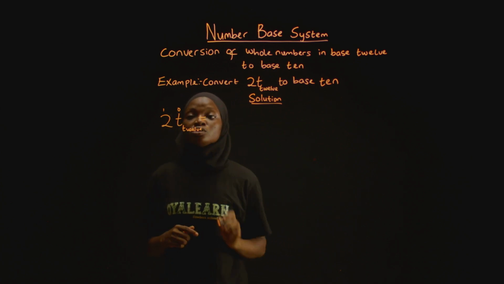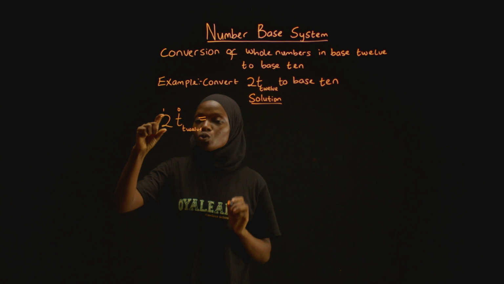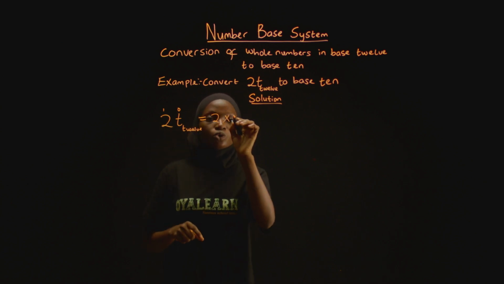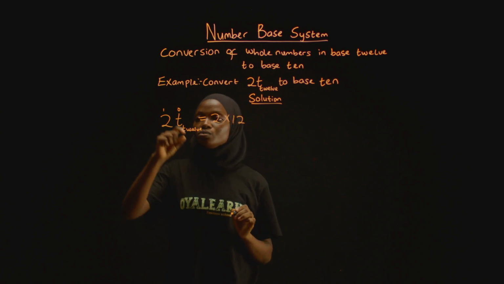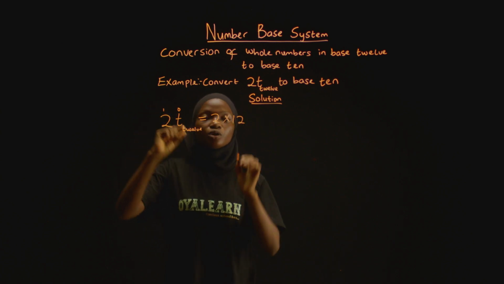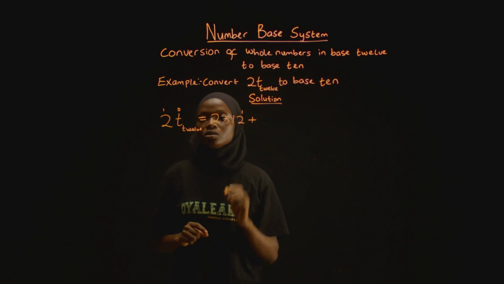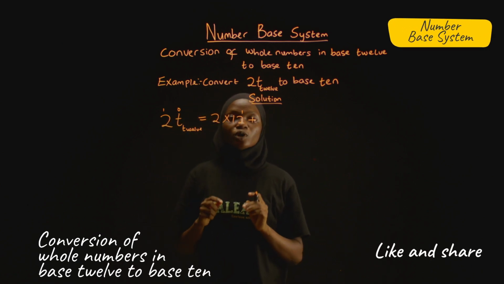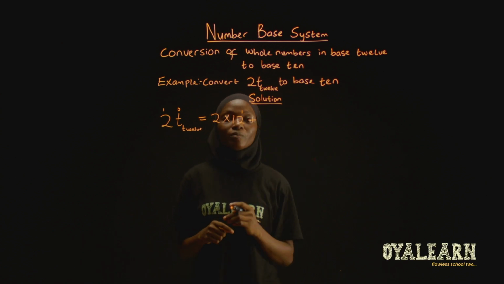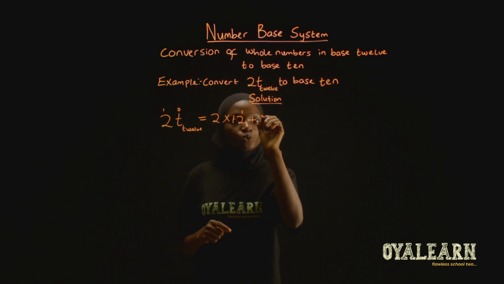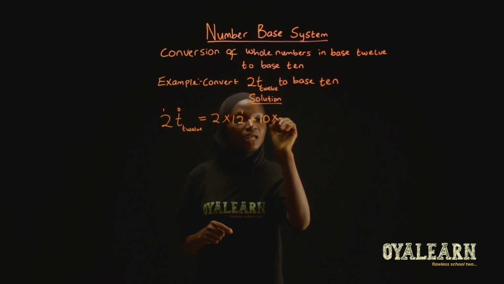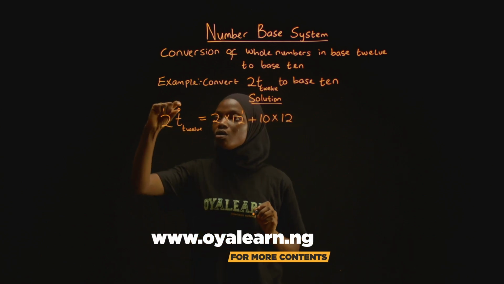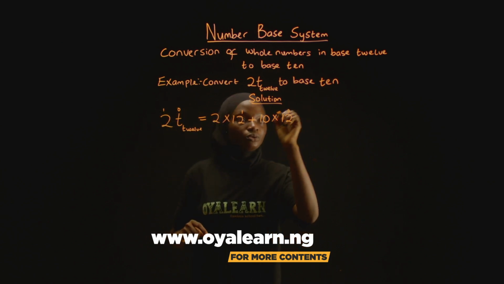And the next step is you pick the first digit, which is 2, multiply by the base 12, raised to the power of the number we have here, 1, plus. You do the same thing for the next digit. And the next digit we have here is t, but t in the base 12 number system represents digit 10. So we have 10 multiplied by the base 12 raised to the power of the numbering 0.